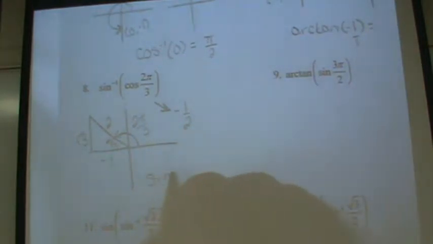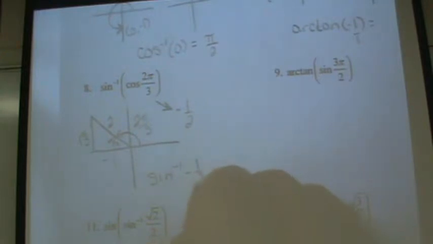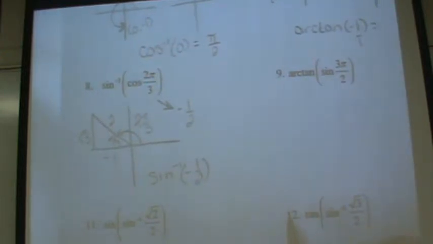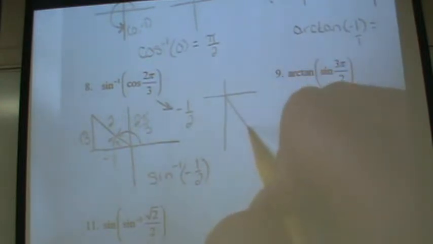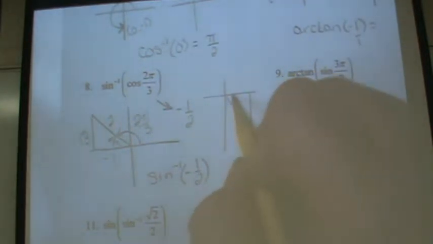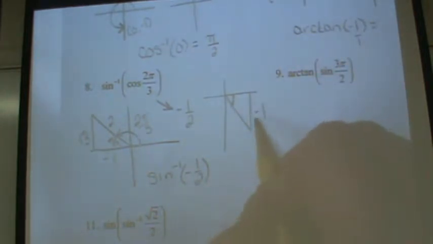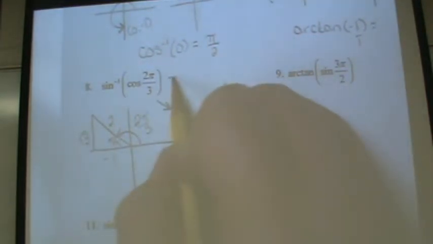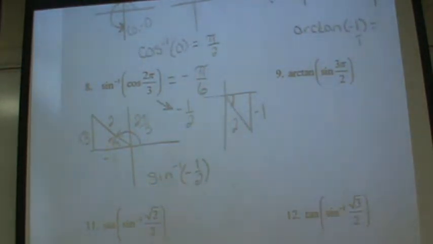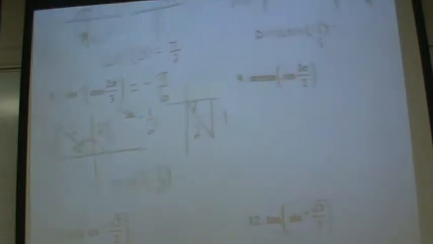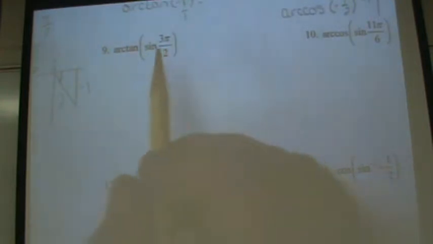So we're going to take the inverse sine of -1/2. So again, you want to draw another triangle. What quadrant are we in? 4. In 4. We're looking for that angle. We have opposite over hypotenuse. What angle is that? Negative pi over 6. Good. So are we noticing that some of these kind of repeat after a while? All right, now number 9.